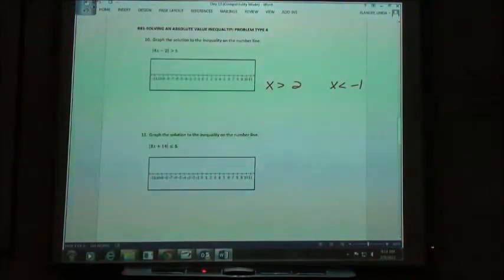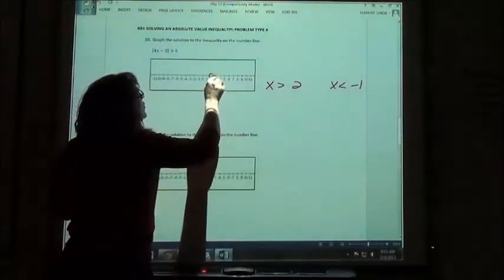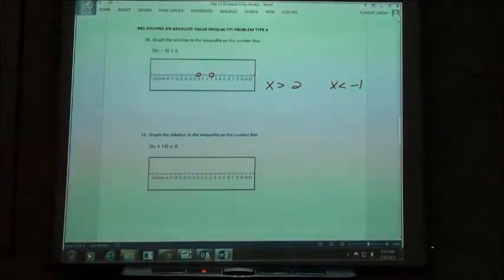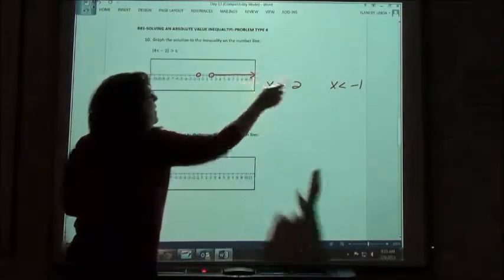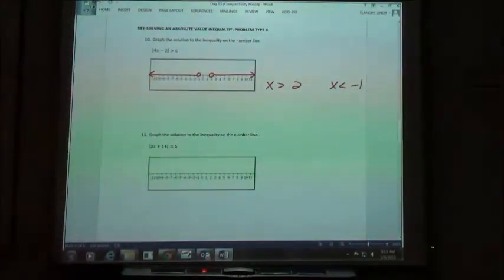if we have the equal to bar underneath, we use the filled in dot. If we don't have the equal to bar underneath, we use the open circle. Put your end marks on first. So I'm going to put an open circle on the 2 and an open circle on the negative 1. I am greater than the 2, so I'm shading to the right side of the 2. I am less than the negative 1, so I'm shading on the left side of the negative 1.